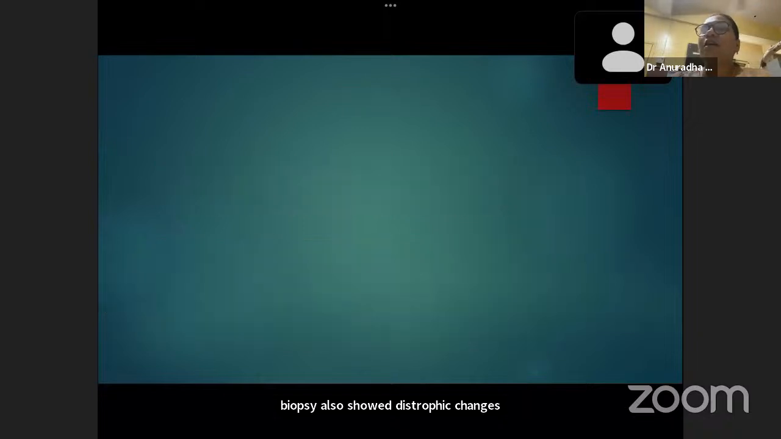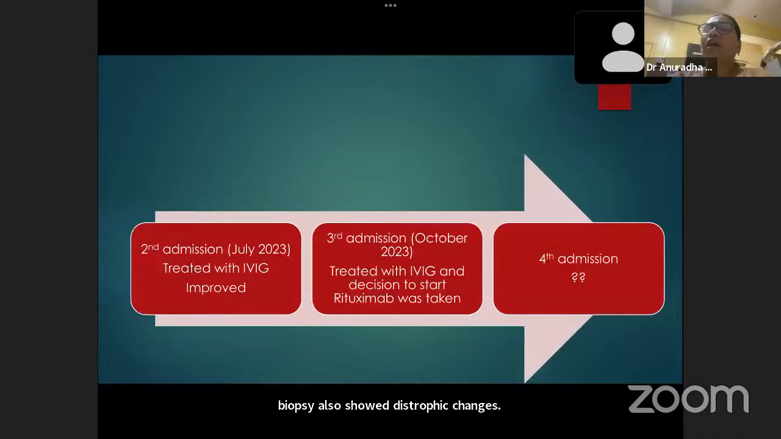Considering his antibodies, HMGCR antibody positive, we treated him with IVIG and he improved. It was in July 2023. In October 2023, he was again admitted and again treated with IVIG, and it was decided to treat him with rituximab. Now he has been admitted with us in February, his fourth admission. His CPK is raised, and his weakness has not improved as it had during the first admission.